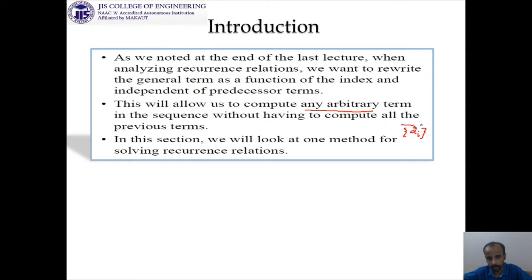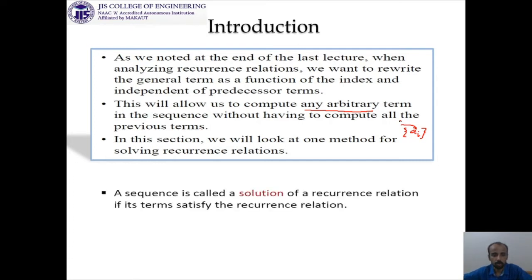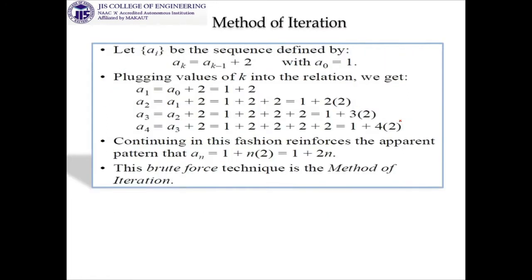In this section, we are going to look at the iterative method for finding the solution of a recurrence relation. The solution means a sequence which gives the recurrence relation, and vice versa, the terms will satisfy the recurrence relation. So what is our method of iteration? Now we are trying to understand this one.